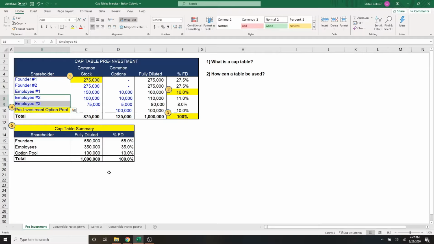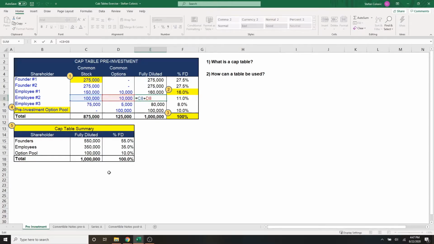The situation is exactly the same as employee number 1. They each have common stock, they each have common options, and to get to their fully diluted amount, it's simply the common stock plus the common options. And in the case of fully diluted ownership, the operation works the same, where it's fully diluted shares divided by fully diluted total shares in the company, which here is a nice and even 1 million.